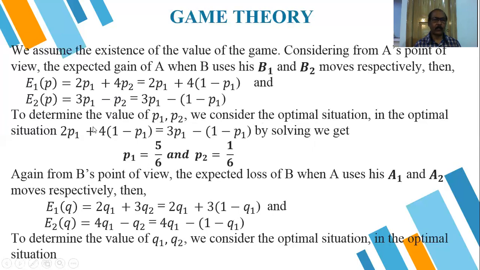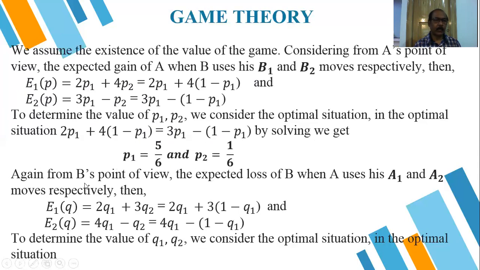To determine the values of P1 and P2, we consider the optimal situation. In the optimal situation, what happens? Expectation 1P and expectation 2P will both be the same in the optimal or equilibrium situation. So considering these two equal and solving, we get P1 is equal to 5 by 6 and P2 is equal to 1 minus P1, which is 1 by 6.